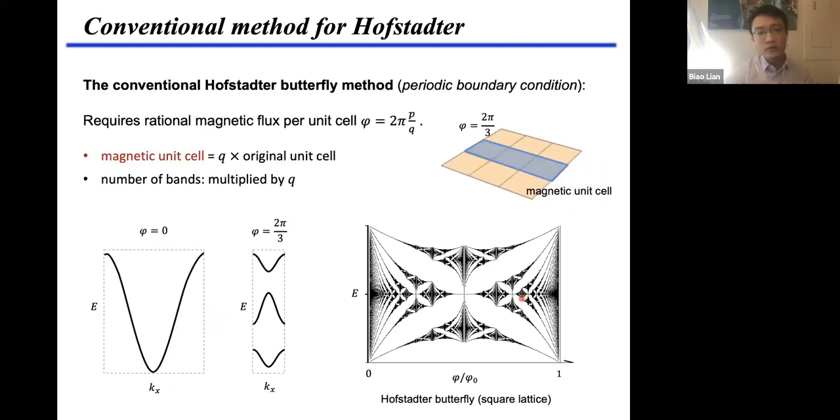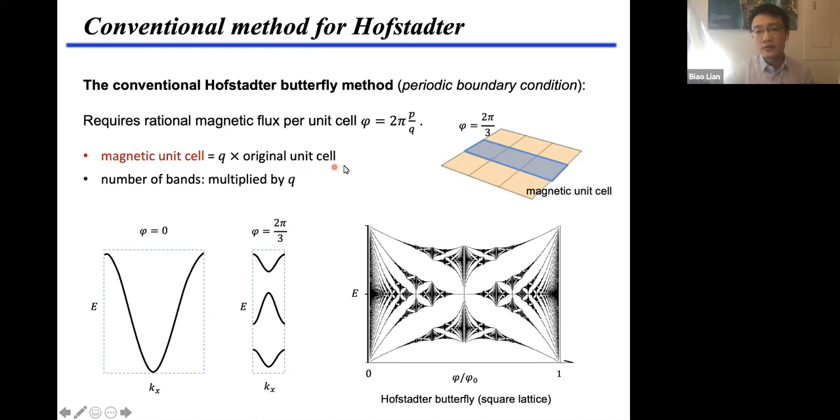So the conventional method for calculating the Hofstadter butterfly assumes the periodic boundary condition. And this is only possible if you require the magnetic flux per unit cell to be rational. By rational here, I mean the magnetic flux per unit cell is 2 pi times P over Q, where P and Q are integers. Here, I assume they are coprime integers.